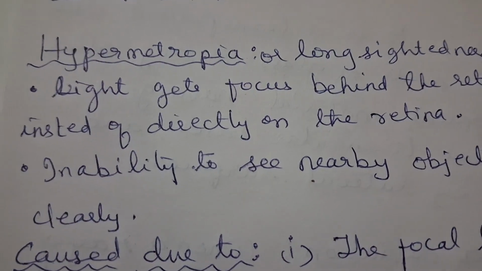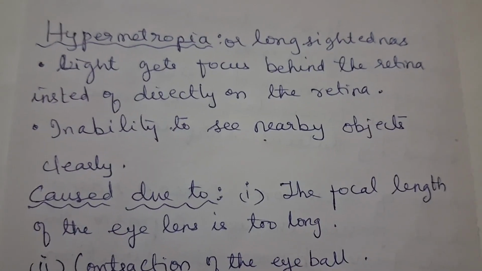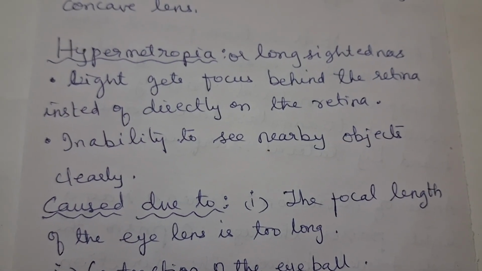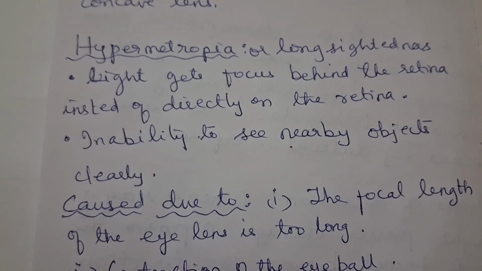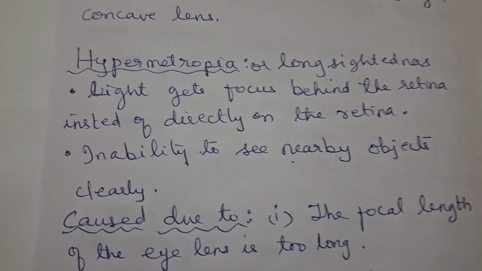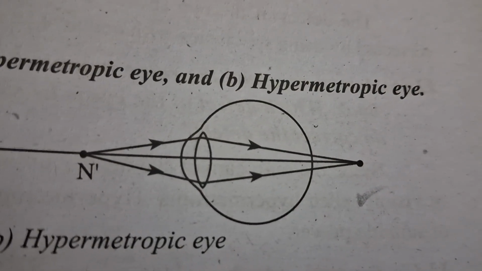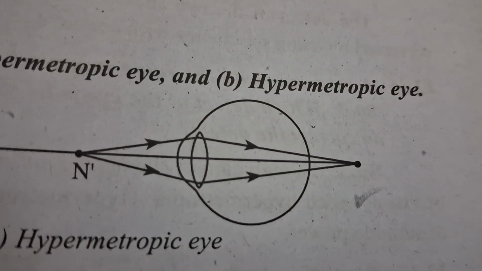Next one is hypermetropia or long-sightedness. So what happens? Light gets focused behind the retina instead of directly on the retina. So here it is the inability to see nearby objects clearly. This is hypermetropia. The diagram shows that the image goes behind the retina.